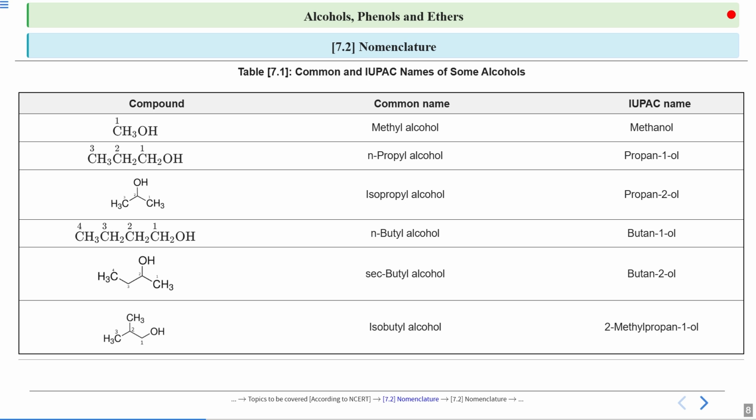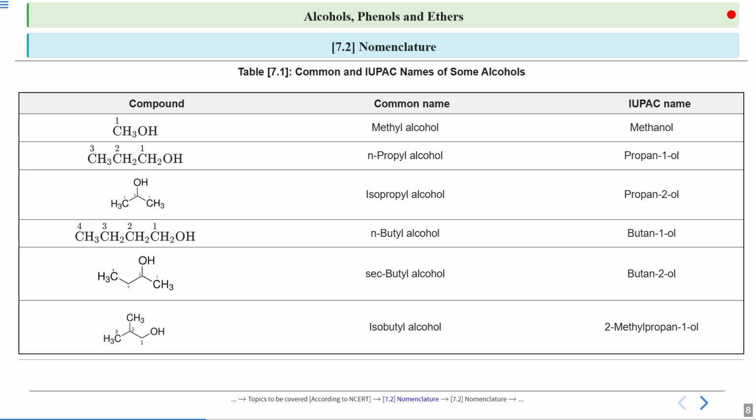Second compound, 3 carbon containing alcohol, common name n-propyl alcohol, and IUPAC name propan-1-ol, because at the very first carbon from the 3 carbons of the propane, we have the OH. So propan-1-ol. Third compound is isopropyl alcohol, because the OH group is attached with an isopropyl group. So the IUPAC name will be propan-2-ol because at second carbon the OH group is attached.